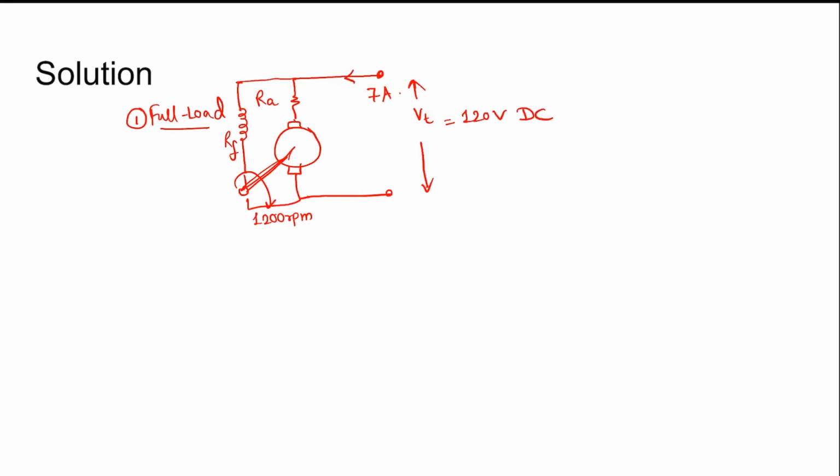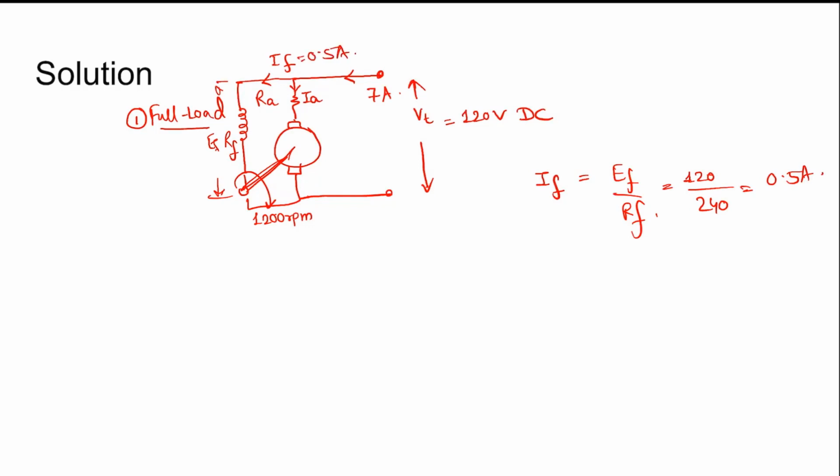Now we can find Ia. If is the field current, so field current is Ef divided by Rf. Ef is the voltage across the field circuit, so Ef is the same as Vt, 120, divided by Rf. Rf is 240 ohms, so 0.5 amperes goes to the field, and the remaining 6.5 goes to the armature. Now 6.5 into 0.8, this is the IaRa drop.